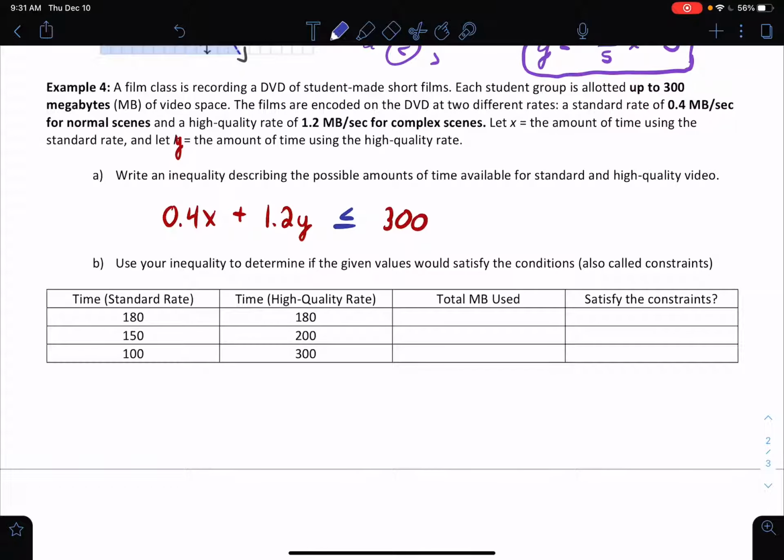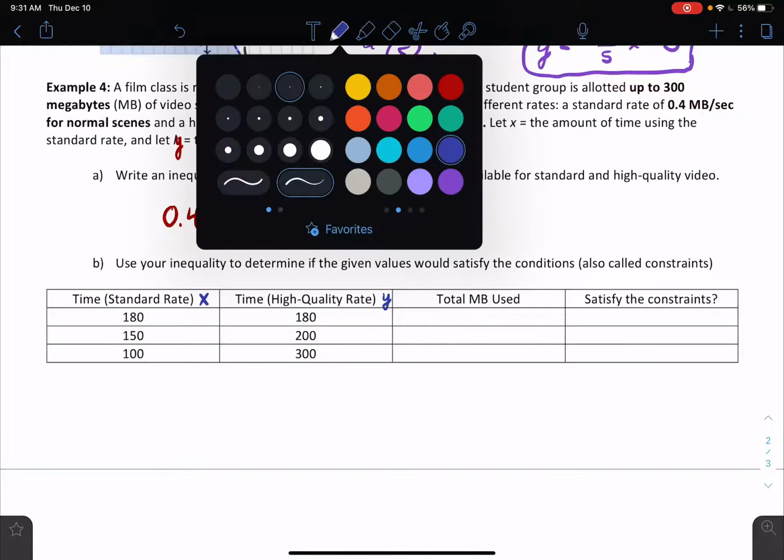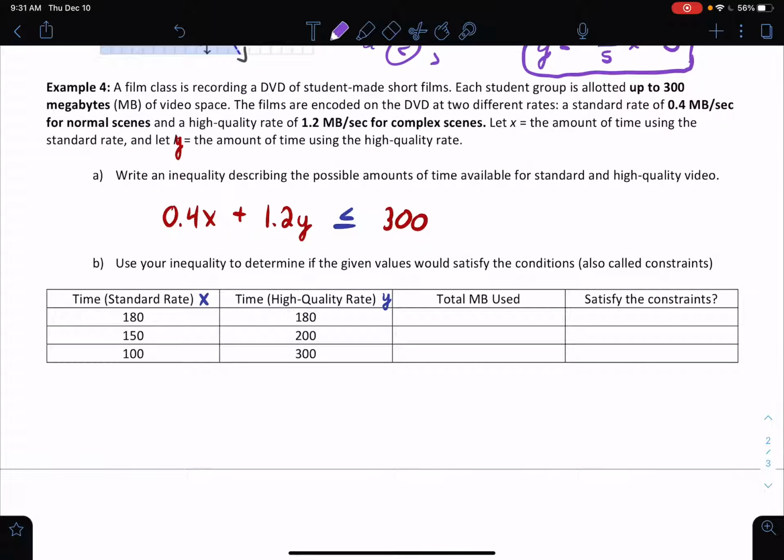Now we're going to use that to determine if these given values, like if you had a DVD with these given values, would satisfy the conditions, which we also call constraints. Would it satisfy the constraint? So standard rate time, that's X. High quality rate time, that's Y. So plug in 180 for X and 180 for Y.